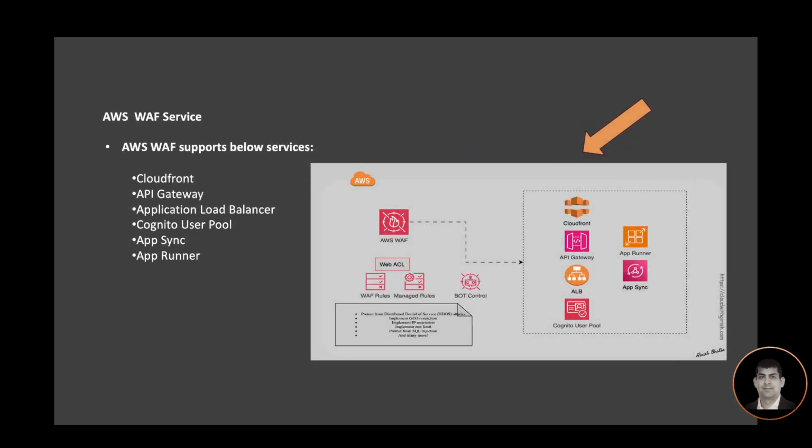These are the services supported by AWS WAF at the time of creating this video in October of 2024. CloudFront, API Gateway, Application Load Balancer, Cognito User Pool, AppSync, and App Runner are the services supported by AWS WAF. As you can see in this diagram, there are various use cases that we can fulfill by attaching AWS WAF to any of these supported resources.